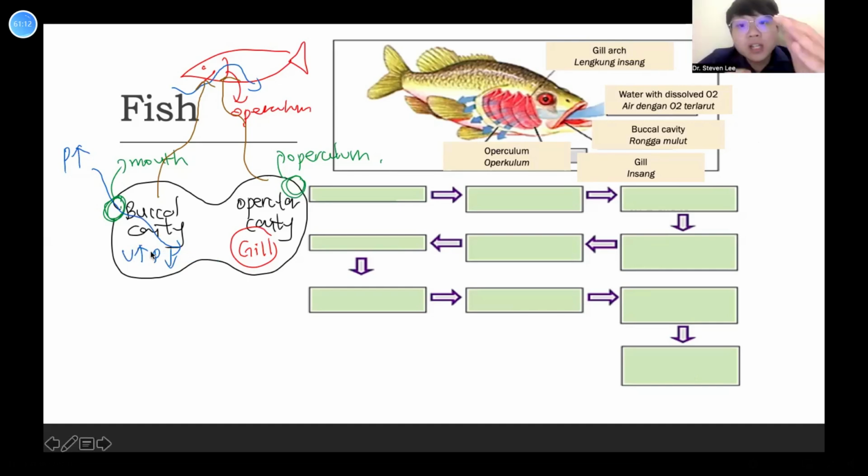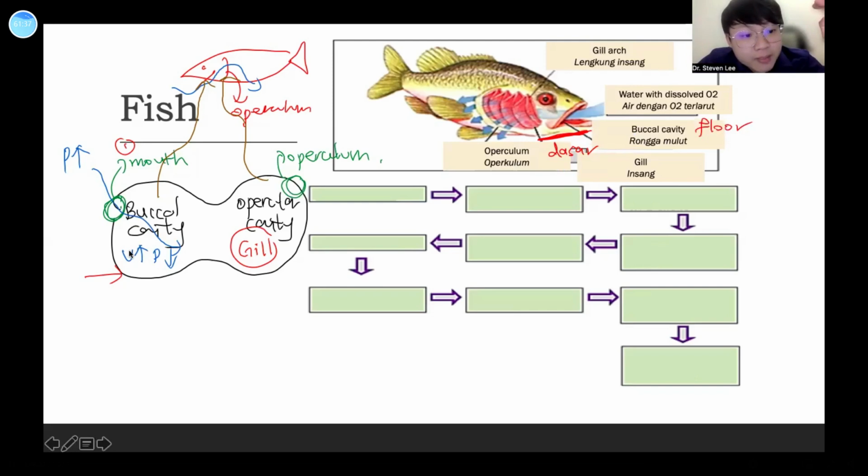Very important. Step one, you need to open the mouth. The mouth must open. If the mouth is closed, how will the water come in? So the mouth must open. Number two, over here, this part I label is called the floor of the buccal cavity. In Bahasa Melayu, we call this dasar rongga mulut. Dasar is the floor, okay? Floor of the buccal cavity.